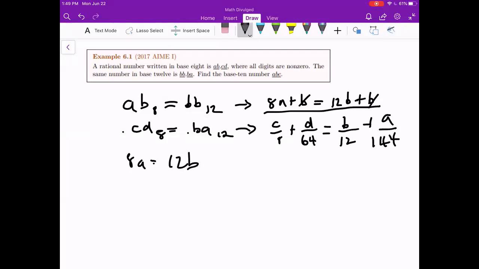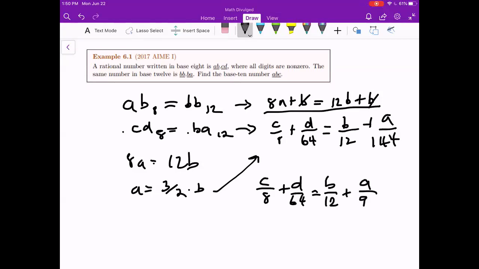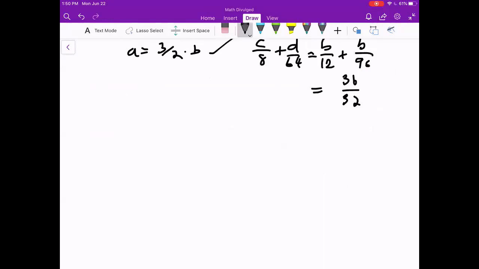8a is equal to 12b. So a is equal to 3/2 times b. And we can plug this back into the second equation to get that c over 8 plus d over 64 is equal to b over 12 plus b over 96, or sorry, not a over 96, b over 96. And this is just equal to 3b over 32 once we combine common denominators. So let's get rid of the fractions on both sides by multiplying everything by 64. We are left with 8c plus d is equal to 6b.